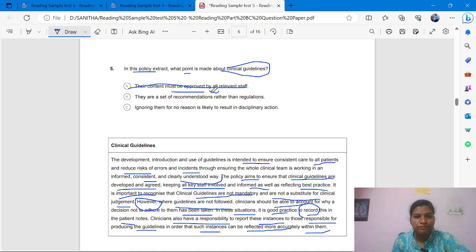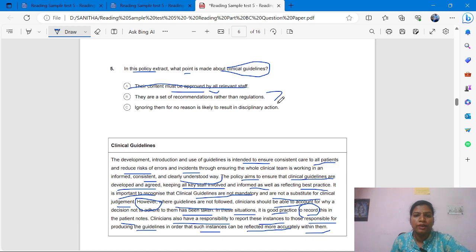Okay, see, they are a set of recommendations rather than regulation. Yes, it's a recommendation, but it is not necessary to follow completely. Here it says however, where guidelines are not followed, clinicians should be able to account for why a decision not to adhere to them has been taken. In this situation, it is good practice to record this in the patient's notes. So it is a recommendation, but it is not rules or regulations. So we can keep it here.